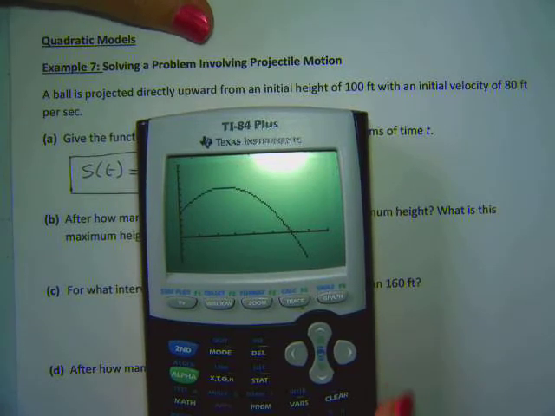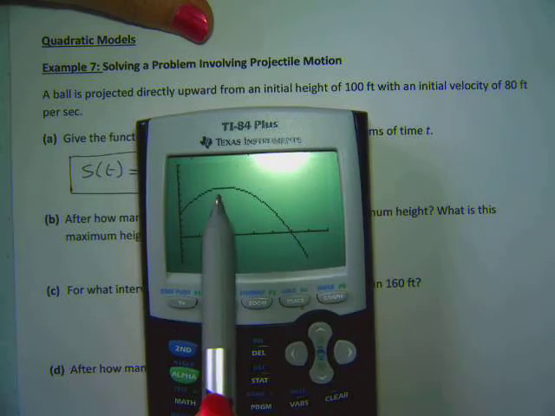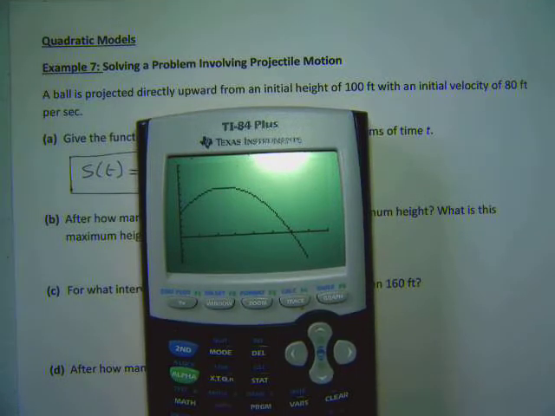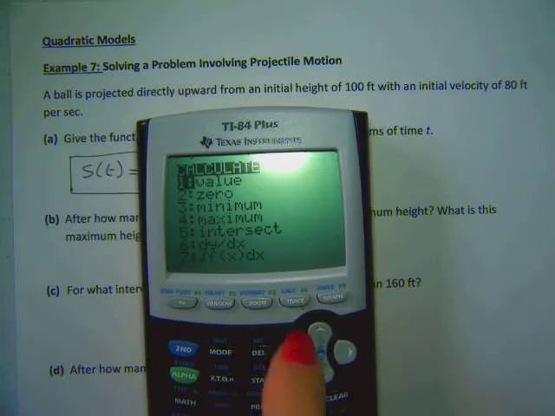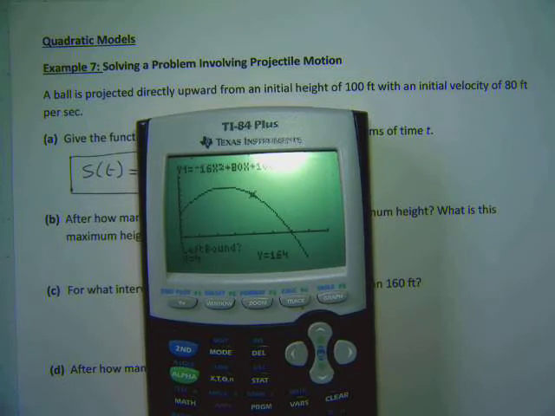Now the first question is, after how many seconds, like we said, will it reach its maximum height? So it's the vertex, it's this point. So what we do is we go to second calc, which is calculate, which is in the blue. So you go to second trace, which is calculate, and you'll see there's a maximum. Go to the maximum, or you can push 4 and hit enter.